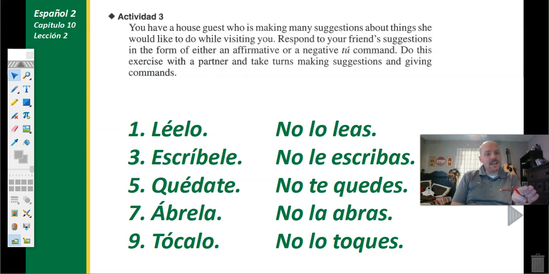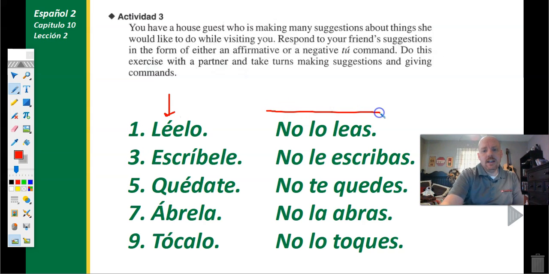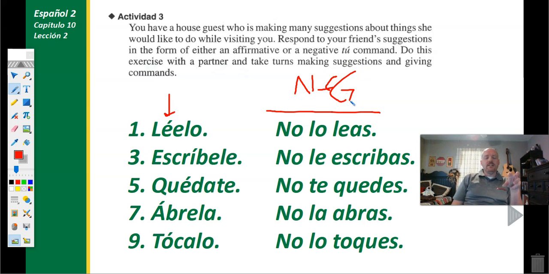Now remember, lee is a 2-syllable command. So we will need to put an accent mark over the syllable that has the emphasis in the word lee. So that's why that first syllable right here, that first E has that accent mark. And then the negative, no lo leas. Remember, for the negative commands, we have to follow that process. The process of leer to leo, drop the O, and then since it's an ER verb, we add the opposite AS ending. No lo leas.